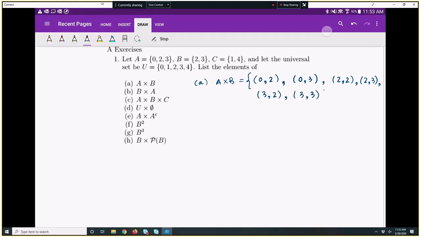Then if I'm not sure if I got them all, I can always count in the end. I know that the cardinality of A was 3, the cardinality of B was 2, so the cardinality of my Cartesian product should be 6, and I do have 6 elements, so I've got them all. Now let's look at B cross A.